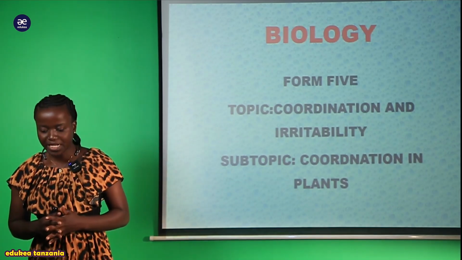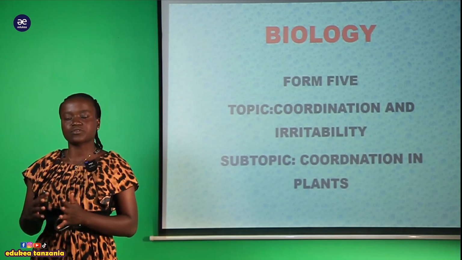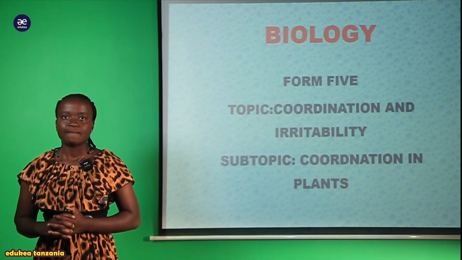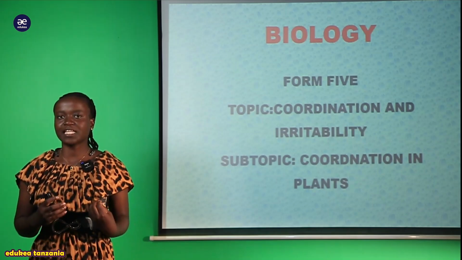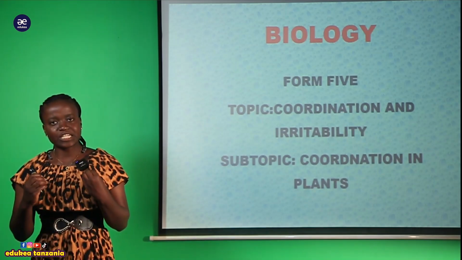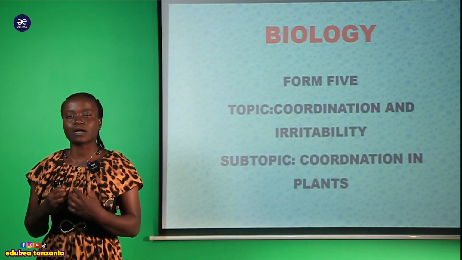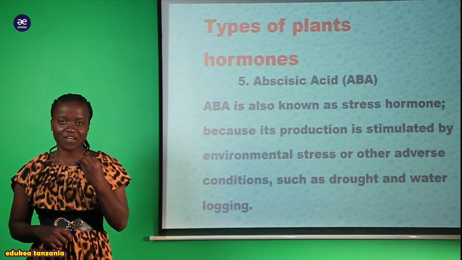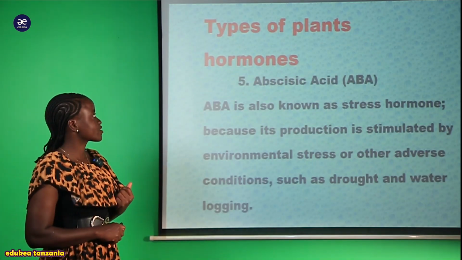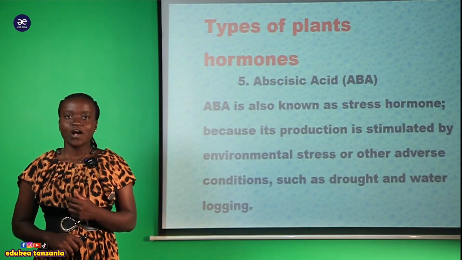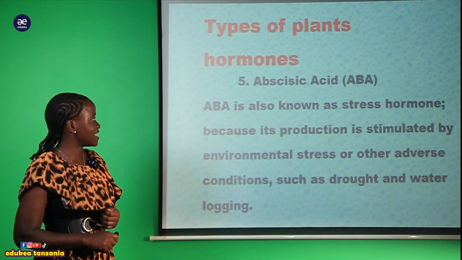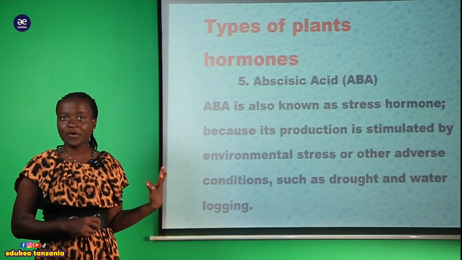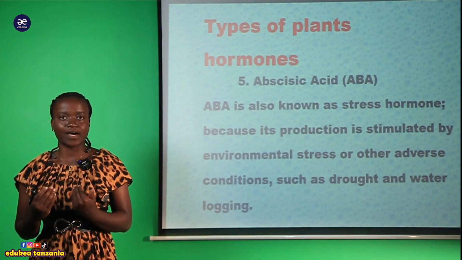So now, my students, in this session we are going to see also the types of plant hormones. But as I promised you in the last session, in this session we are going to talk about another hormone, the last hormone which is found within a plant. It is called abscisic acid, abbreviated as ABA. This hormone we are going to deal with in today's session.